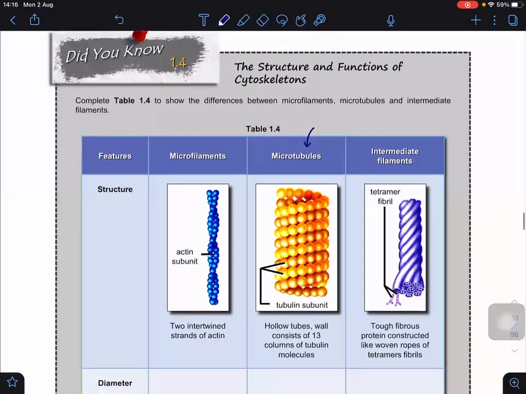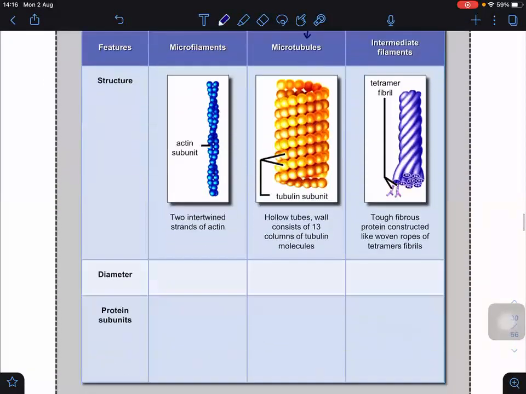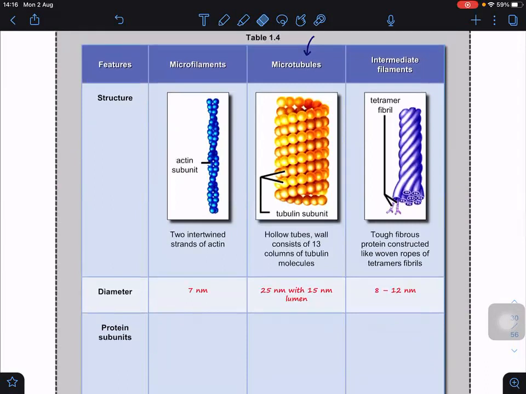In terms of structure, no need to remember. In terms of diameter, also no need to remember. These are the diameters of the microfilaments, microtubules, and intermediate filaments. They are not in our syllabus to remember, but generally you can see that microtubules form a tube. How are microtubules formed? Basically, they have what we call a subunit. This subunit is called the tubulin subunit, so you have the alpha and beta tubulins.